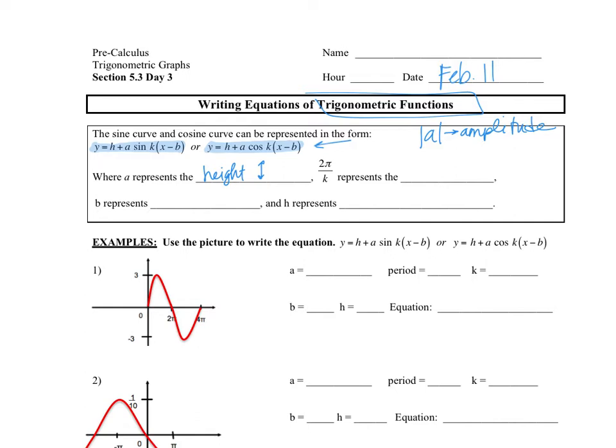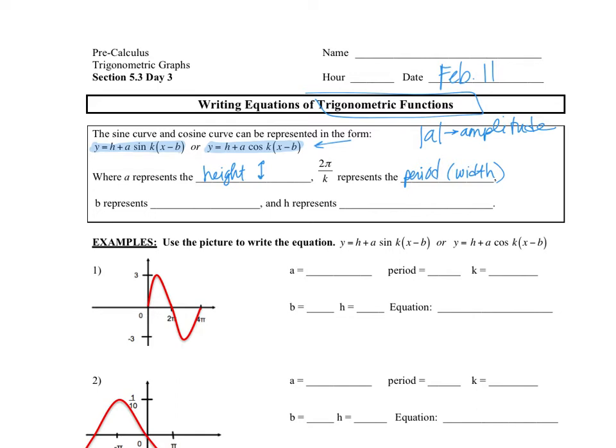2 pi over k represents the period of the graph, especially when I'm talking about sine and cosine. But the other thing about that is that the period represents the width of one period of the graph. It's how wide does that period get? So we use that to figure out if I have to multiply or divide my x value at all.